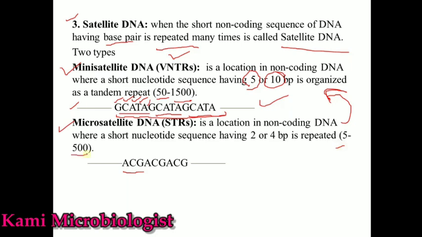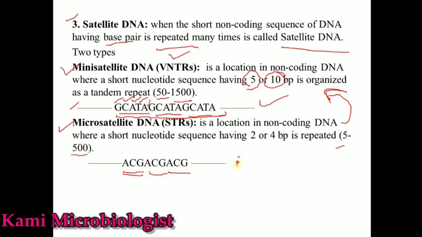So remember guys, if we have non-coding DNA sequences in which the base pair is repeated many times, not more than 500 and not less than 5, we call it microsatellite DNA or simple tandem repeats. As you can see, this is the example: ACG, ACG, ACG. So 3 base pairs, and it is repeated so many times. Here I just repeated 3 times, but it is repeated so many times. This is called microsatellite DNA.